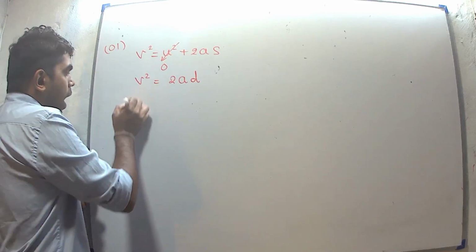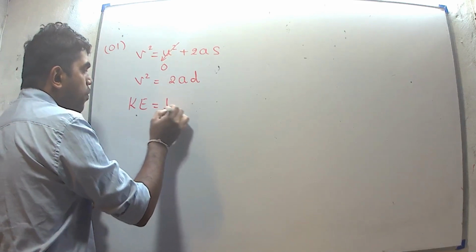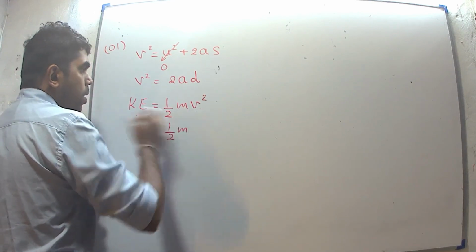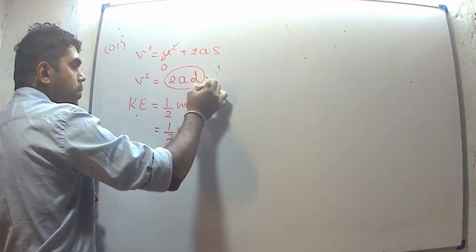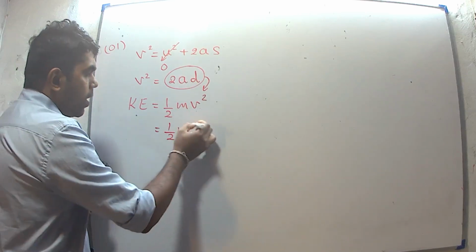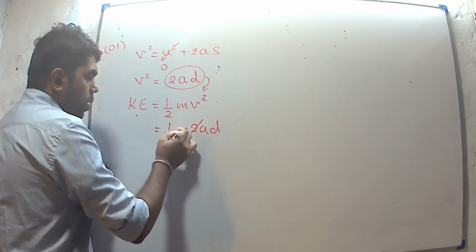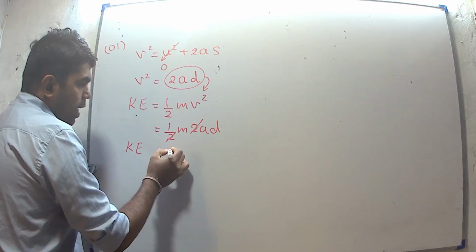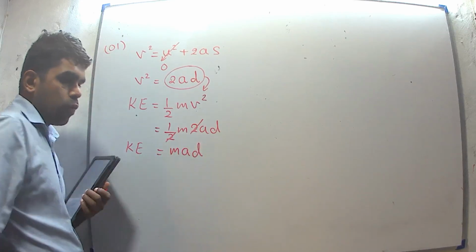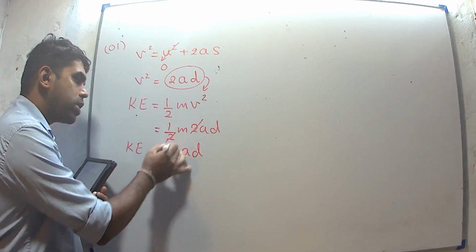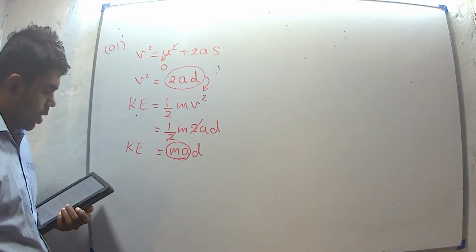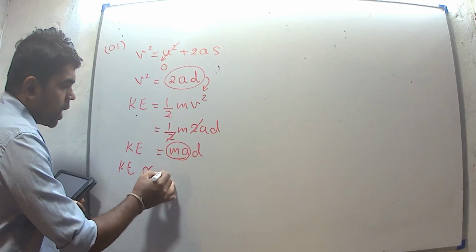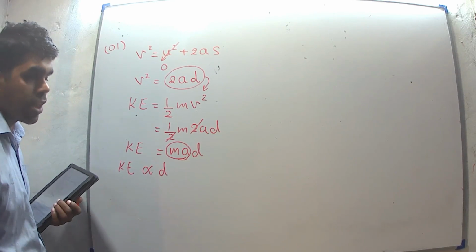Now we know that kinetic energy is half m v squared. Half m, we can substitute v squared as 2ad. Then we can cancel out 2 and 2. Kinetic energy equals m a d. For the object, m and a are constant, therefore we can consider that kinetic energy is directly proportional to displacement, distance.